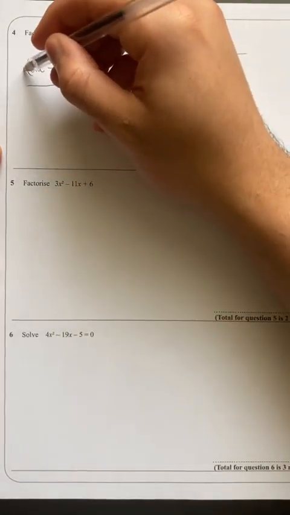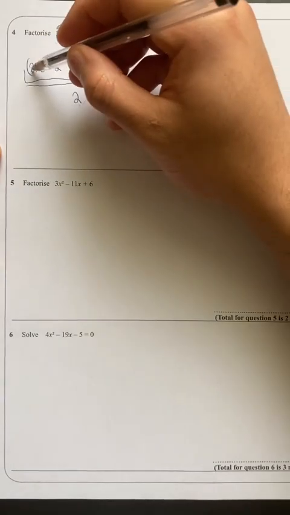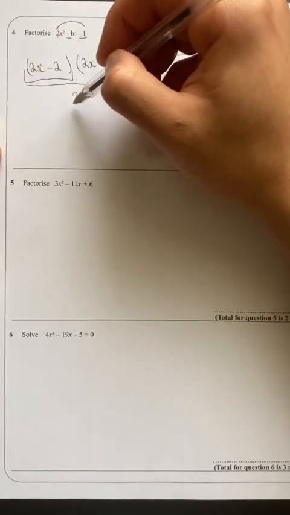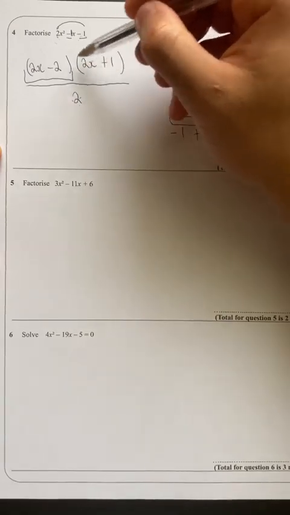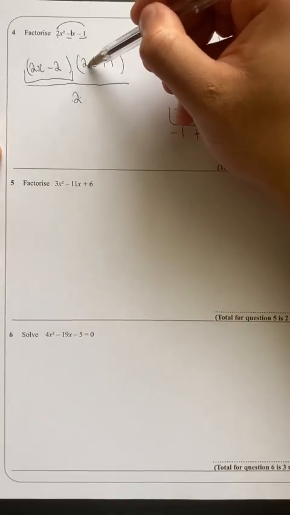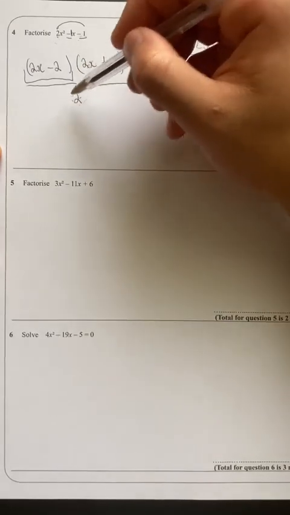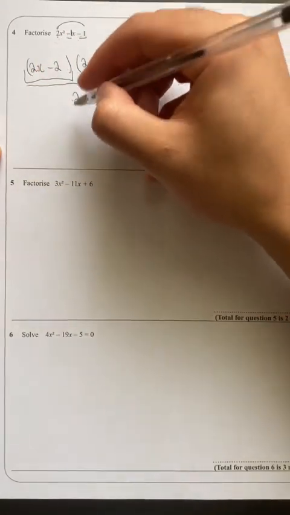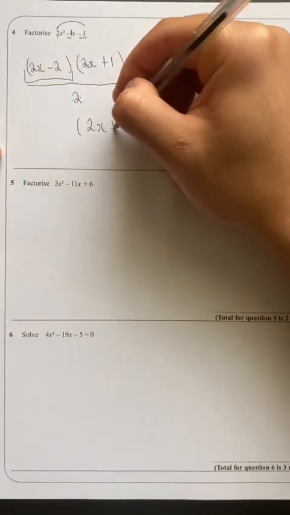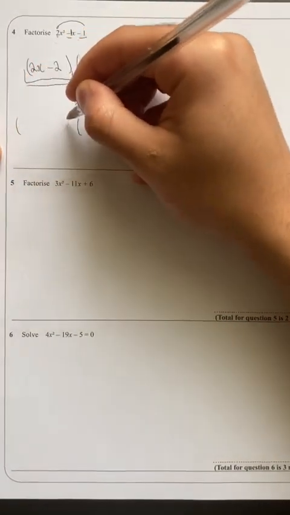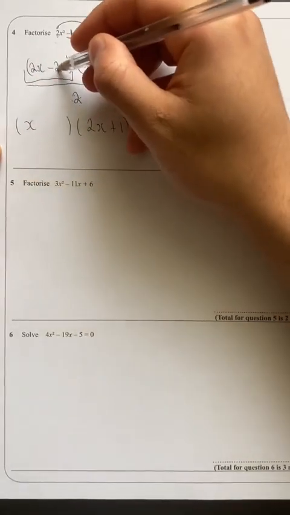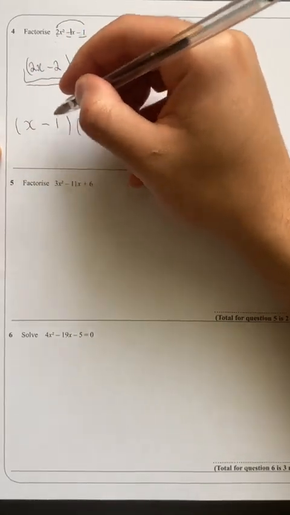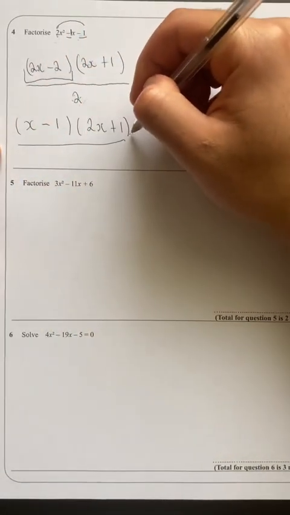And now we need to think about how we can simplify this a little bit more. Can we divide the first bracket by 2? Yes, we can, because we could do 2x divided by 2, and minus 2 divided by 2. But for the second bracket, we can divide 2x by 2, but we can't divide 1 by 2. So that means the second bracket is going to remain the same. For the first bracket, 2x divided by 2 is x. Minus 2 divided by 2 is minus 1. So this is your factorized answer.